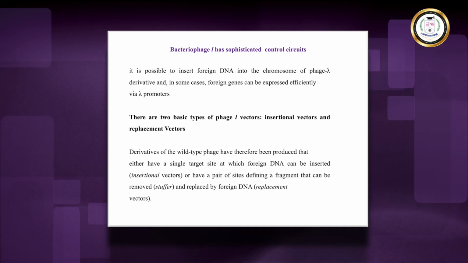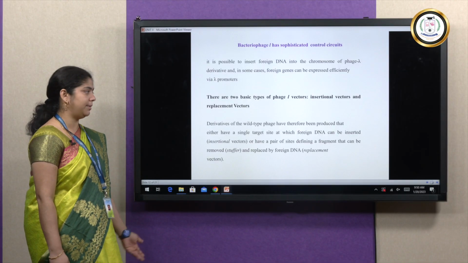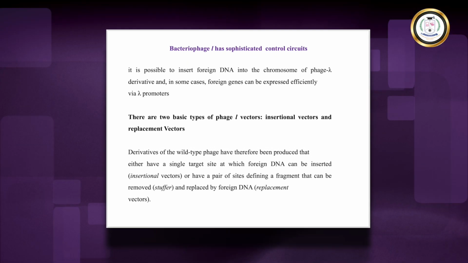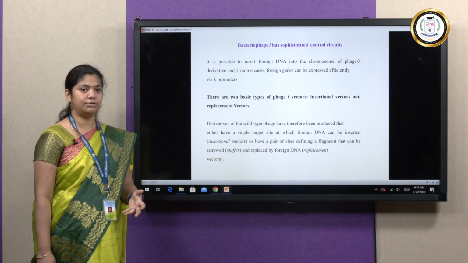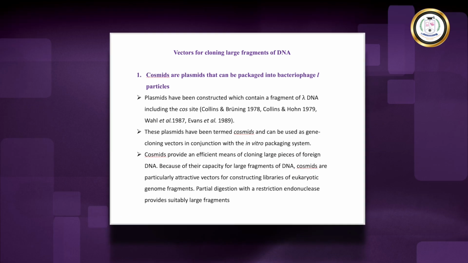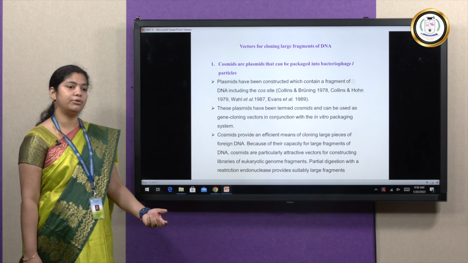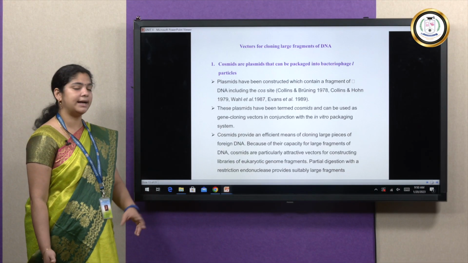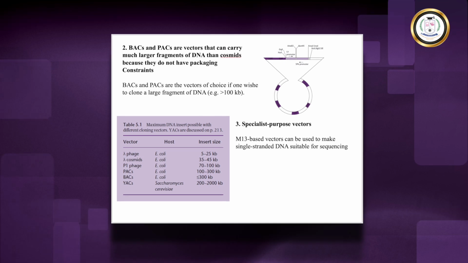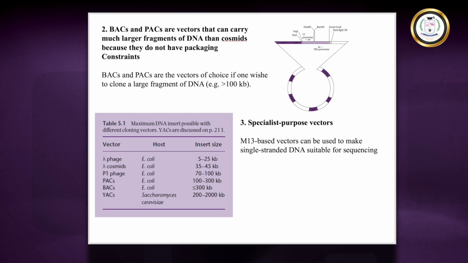Another type of vector compared to a plasmid is the phage, which can be both insertional and replacement vectors. These vectors pack the target gene molecules into the lambda phage, and the lambda phage can easily transduce those DNA targets. Cosmids are plasmids that are packed into bacteriophage particles, and they can use different genome fragments, and partially digested fragments can be cloned in the vector. In the case of BAC, the vector of choice is for inserts of more than 100 kb, so it's used for cloning higher genome sequences.